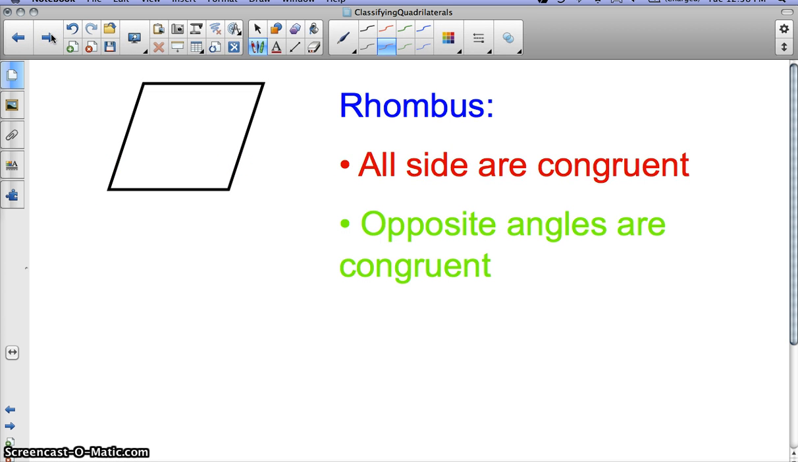Rhombus. Here's one that people might not always remember, but it's pretty easy. Alright, when we talk about rhombus, we're talking about a figure where all sides are congruent, just like the square. The only difference is the rhombus looks like someone kind of pushed the square over a little bit. So, sides are congruent, and opposite angles are congruent. So angles that are diagonal from each other are the ones that are the same. Alright, next one. Let's take a look.